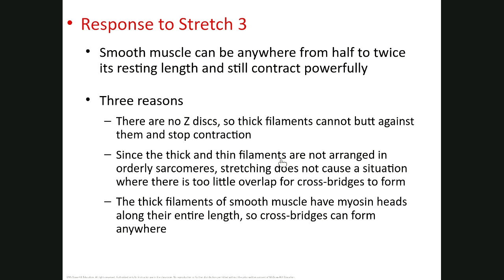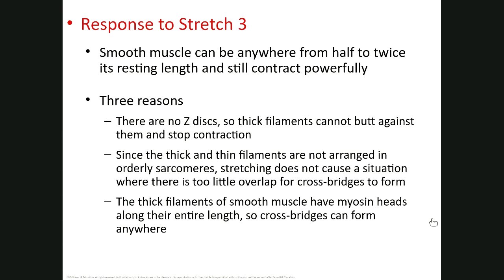Smooth muscle can be anywhere from half to twice its resting length and still contract with a good amount of strength. Well, number one, there's no Z disc, so thick filaments cannot butt against them and stop contraction. Thick and thin filaments are not arranged like your sarcomere. They're arranged in a cross bridge form. And cross bridges are basically not the mechanism. They are more into side by side, like we saw, being wrung like a towel. The thick filaments of smooth muscles have myosin heads all throughout their length, so cross bridges can also be formed.